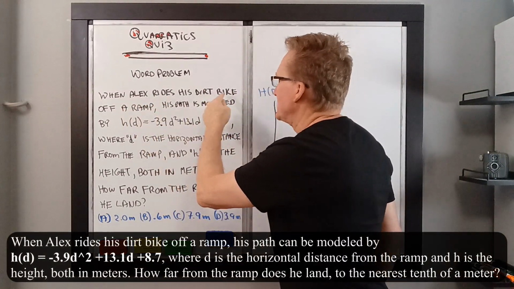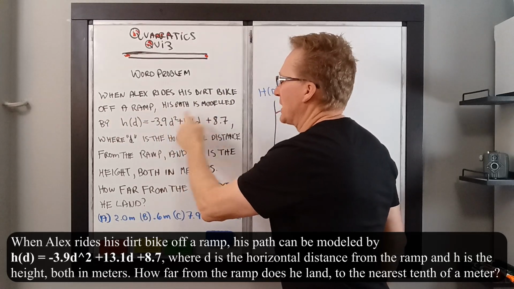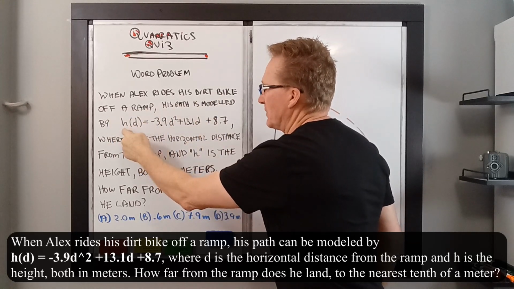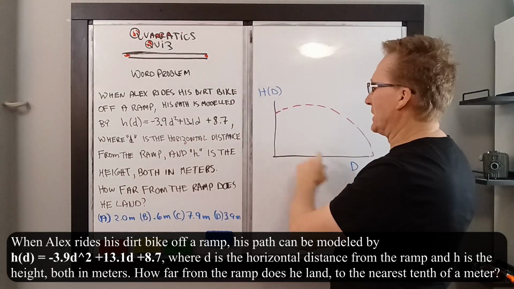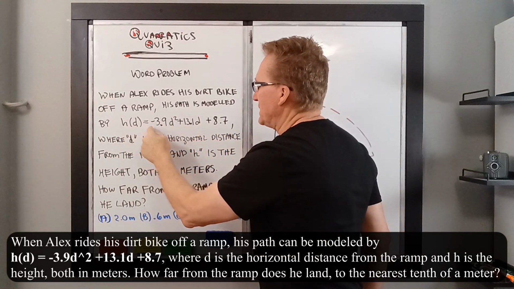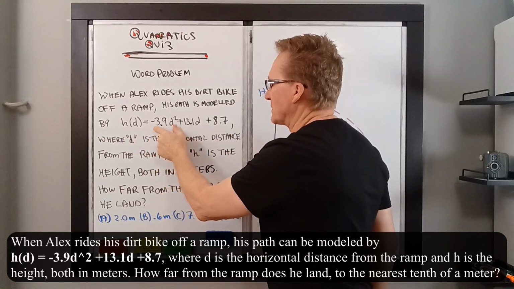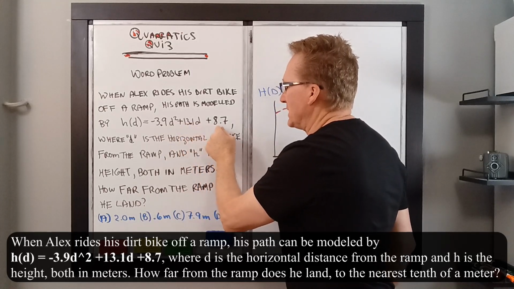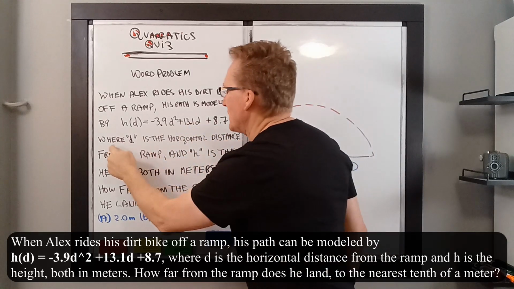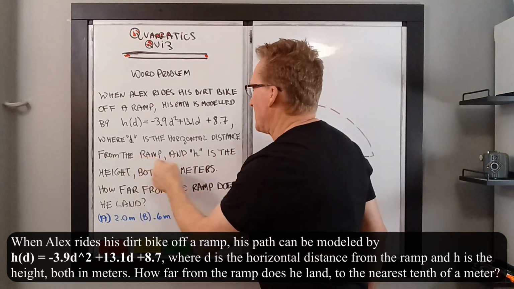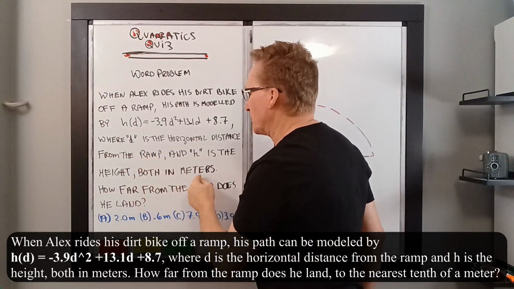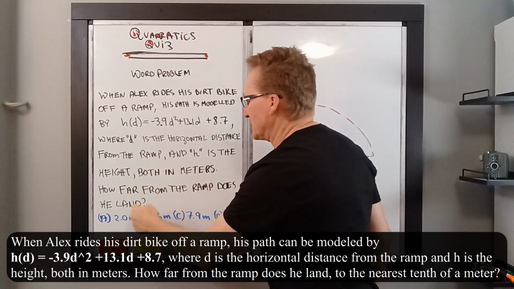When Alex rides his dirt bike off a ramp, his path is modeled by this equation, h of d. I've also written this up here using capital letters just to stand out. H of d is equal to minus 3.9 d squared plus 13.1 d plus 8.6, where d is the horizontal distance from the ramp and h is the height, both in meters. How far from the ramp does he land?